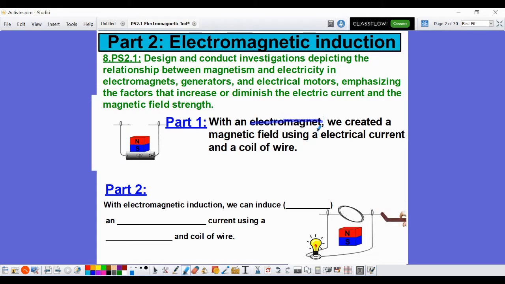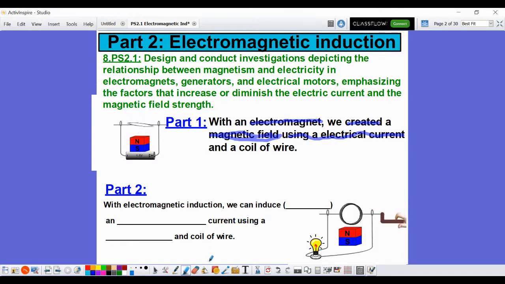I want you to highlight. You can use whatever color highlighting you want to. You don't have to be specific to the color blue right now. And with an electromagnet, the relationship that we have is that we create a magnetic field. That's really important to remember because the opposite is going to hold true with part 2. We're going to create a magnetic field, but we're going to use an electrical current. So you're going to see that part 2 is the complete opposite.